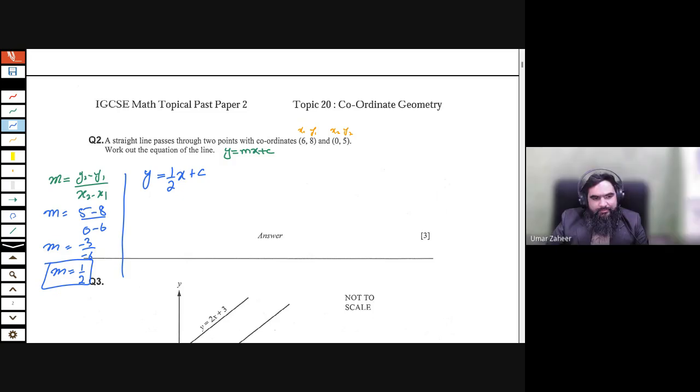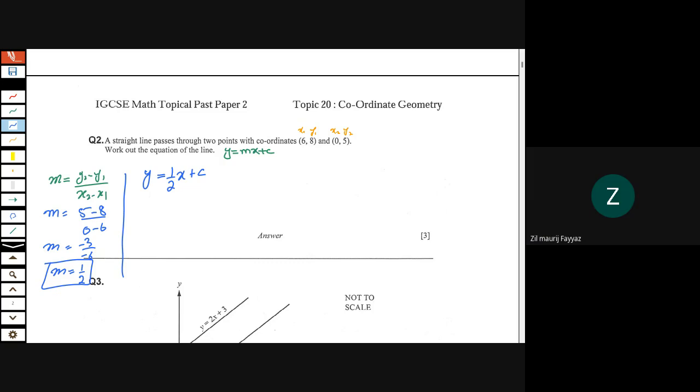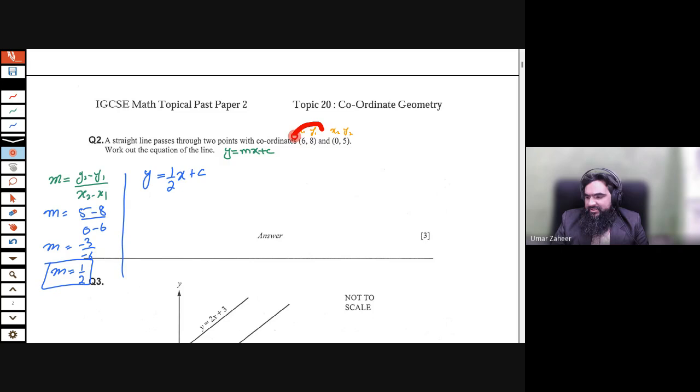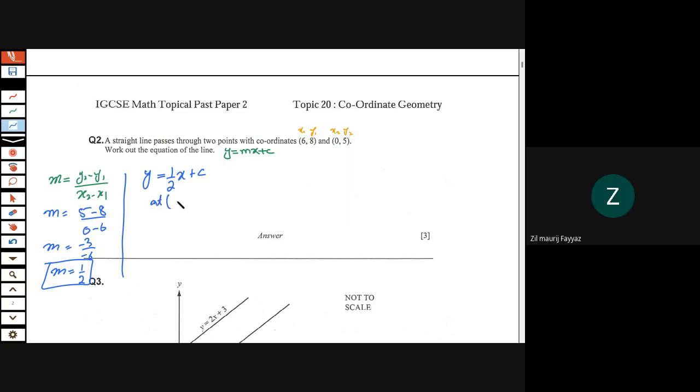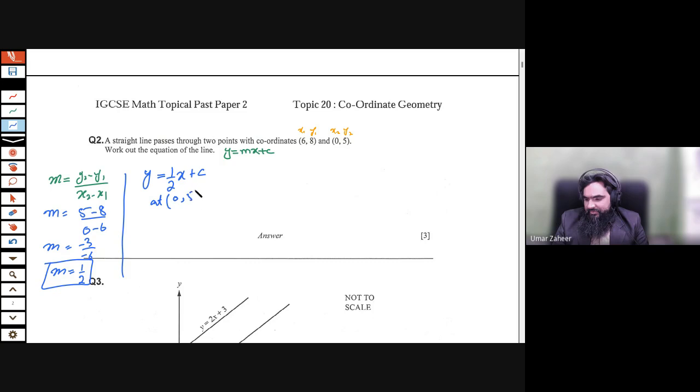Yes, sir, we can substitute any coordinate into the values. Look here, the points are given. You have to substitute it here because the line passes through there. So you can substitute the point 6 comma 8 here, or you can substitute 0 comma 5. However, the y-intercept is directly given, but still, if you want to do it, you can do it at 0 comma 5. So y is 5, x is 0.